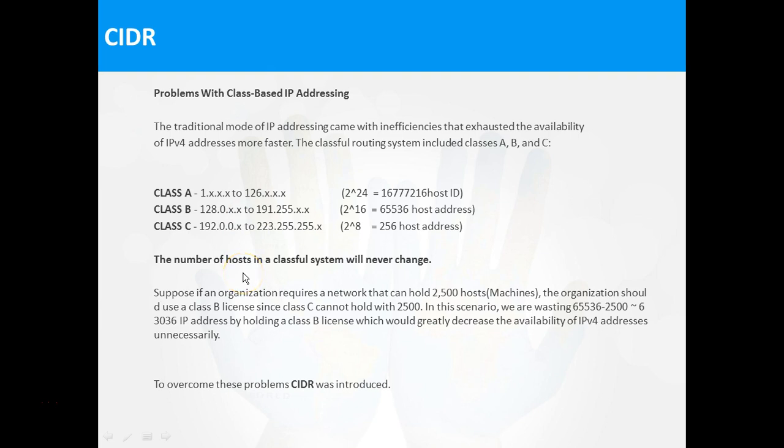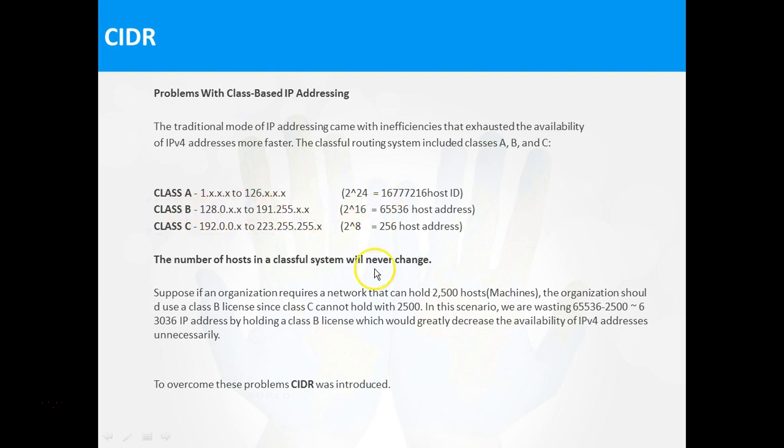So here is the example. You can see it at the bottom. Suppose an organization requires a network that can hold 2500 host machines. The organization should use a class B license. Why? Because in the class C addressing scheme, I can utilize only 256 hosts. But my requirement is 2500. So I should go for the class B license only.